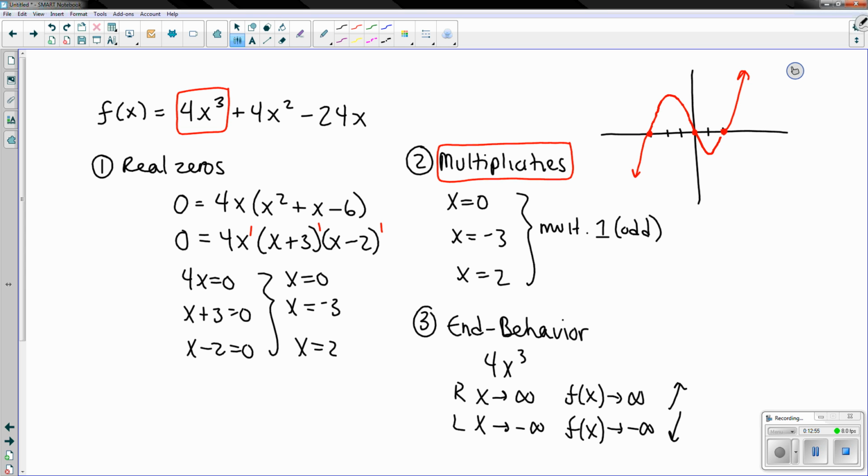And I have no choice but to cross over, and I should feel good about that because I got an odd multiplicity for that final zero as well. So this is our rough sketch of the polynomial. You only need 3 things: real zeros, multiplicities, and end behavior. When you have those 3 things, you should be able to get a rough sketch.